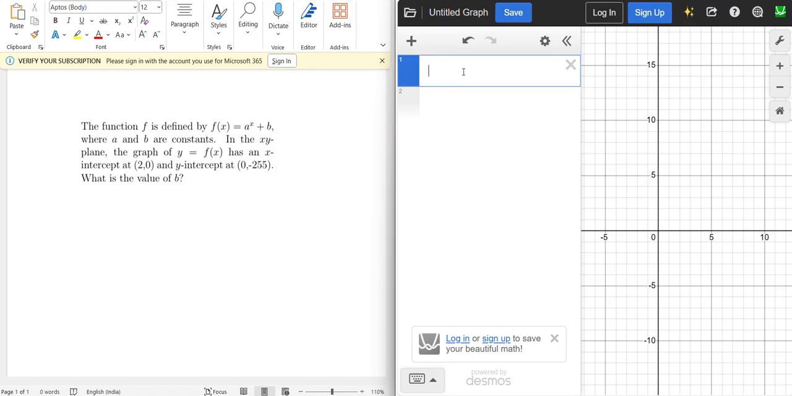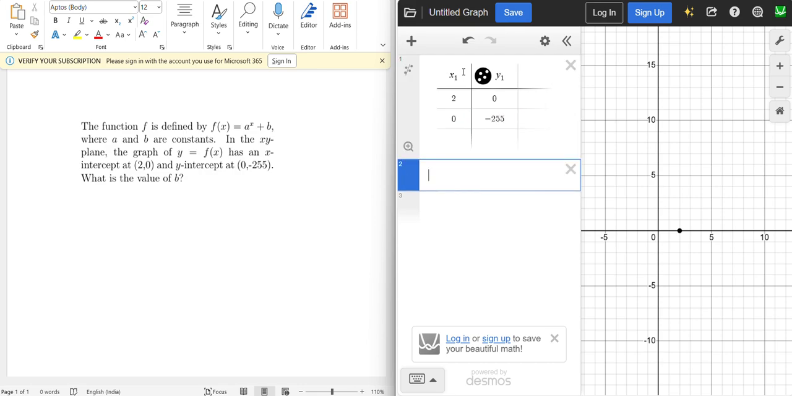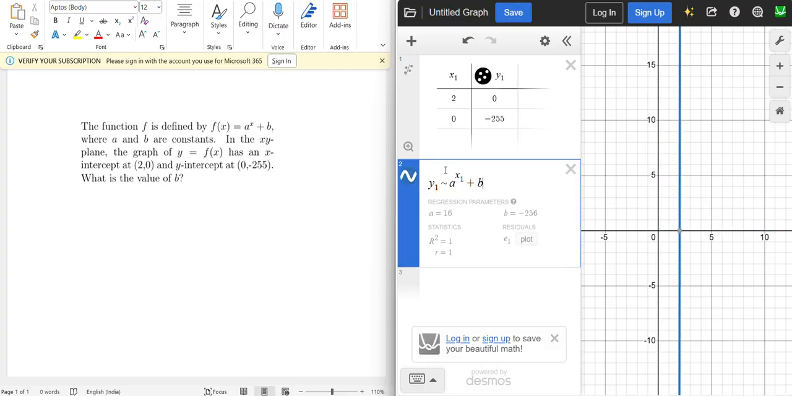Just simply look. First of all, we'll write the same points which are given, the x-intercept and the y-intercept (0, -255), and simply copy this. This f(x) is also known as y1, as I have told you in the previous video, where I have explained why it is. And as you can see, a^x + b. Now we are told to find the value of b. The value of b is -256. Okay, it is that simple.